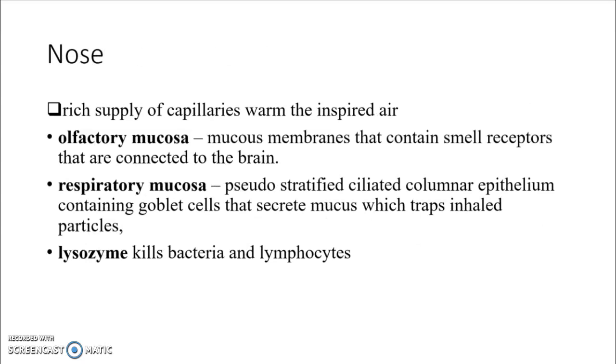Okay, talking about the different parts, I think we'll go through the nose and stop when we finish the nose here today. The nose has a rich supply of capillaries to warm the inspired air, the air that you are inhaling. So when you breathe through your nose, you're warming the air. The olfactory mucosa is the mucous membranes that contain the smell receptors that are connected to the brain. The respiratory mucosa are pseudostratified ciliated columnar epithelium containing goblet cells that secrete mucus, which traps inhaled particles. There are lysosomes that kill bacteria and lymphocytes.